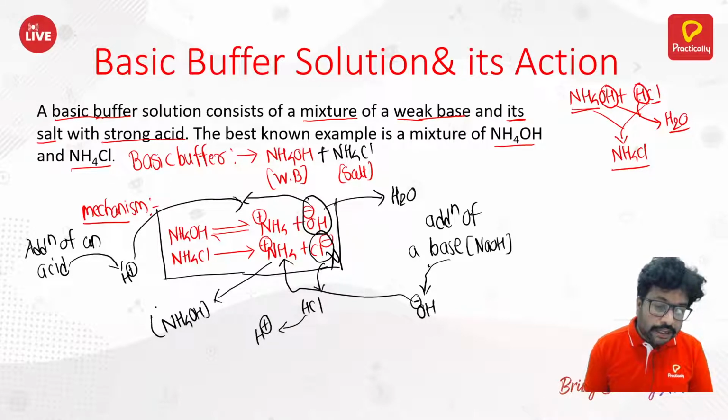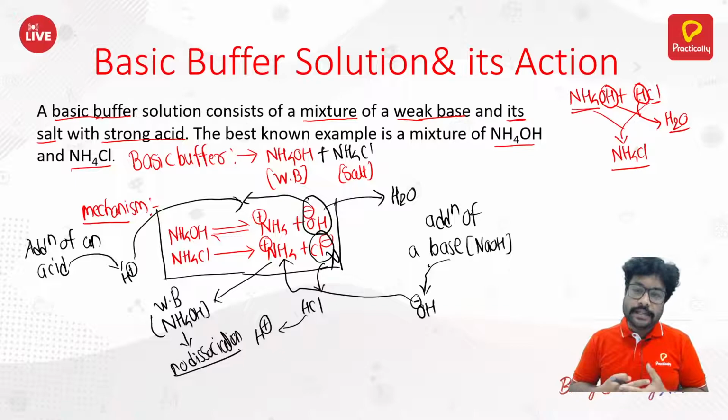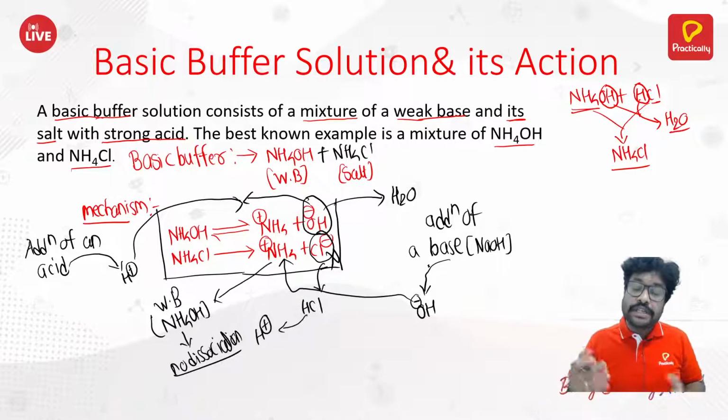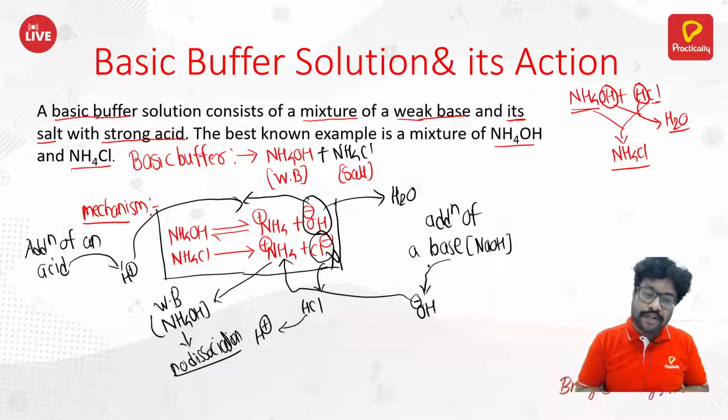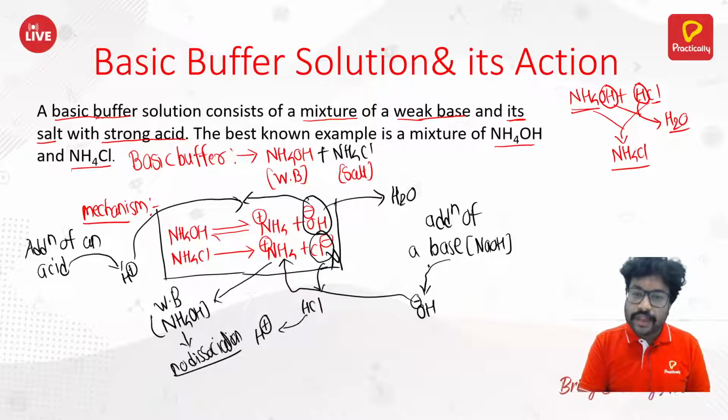NH4OH. NH4OH is a weak base, so it will not show you any dissociation thereafter. So in other words, the OH minus that you have added combines with NH4 plus and disappears. I would say it got absorbed completely, because it is going to form a weak base, and a weak base doesn't dissociate that much. That means the effect of added OH minus has been nullified, and that is how the basic buffer maintains the pH.